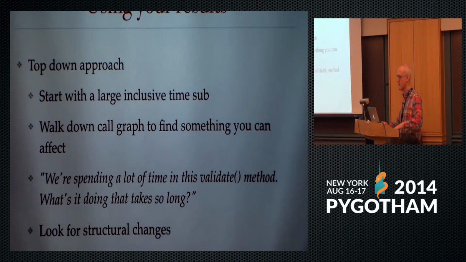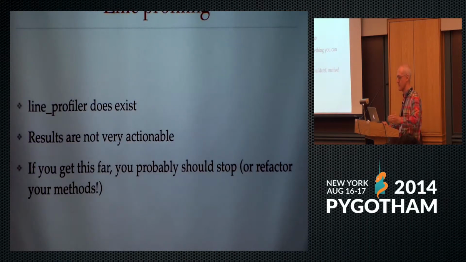So in order to catch those, I would also do a top-down approach. And this is basically taking the inclusive time, starting with something with a large inclusive time. That's probably going to be an entry point in your program. And you walk down looking down the call stack for something that you can actually change to improve things. So my example of that is you see, wow, this validate method really takes a lot of time. What's it calling that takes so long? Maybe there's some work we're doing here that we don't have to do. And here you're looking more for structural changes.